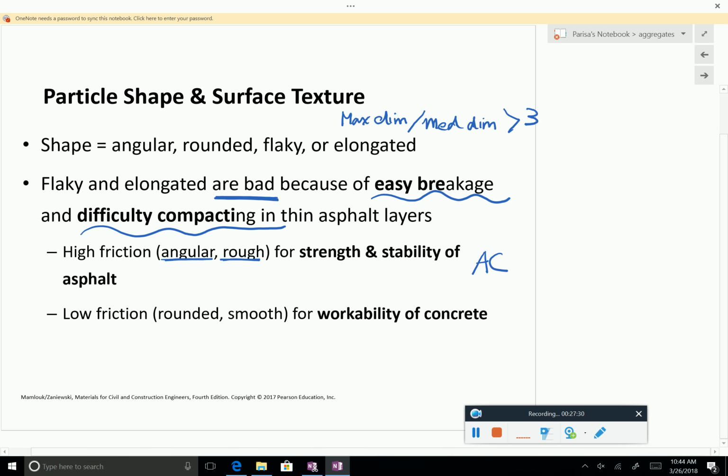At the same time, sometimes in concrete, you want to have a little bit rounded and smoother because of workability. I'll tell you what that is in a second. So the point here is that you realize particle shapes are important. And you will see later when we design concrete or asphalt concrete, you have to have, for example, a limit on how much flaky aggregates you have, or you need to have a minimum amount of angular aggregates for asphalt concrete mix.